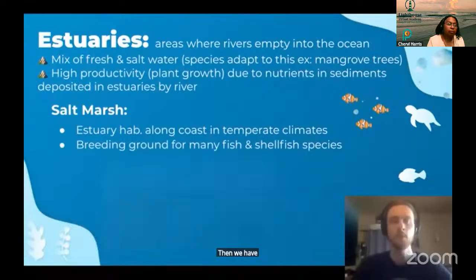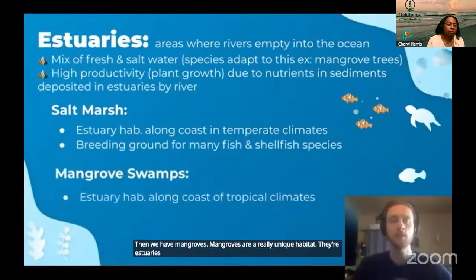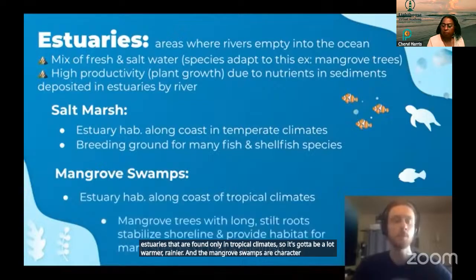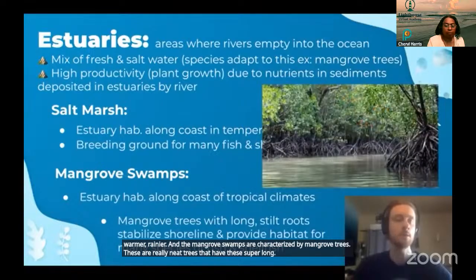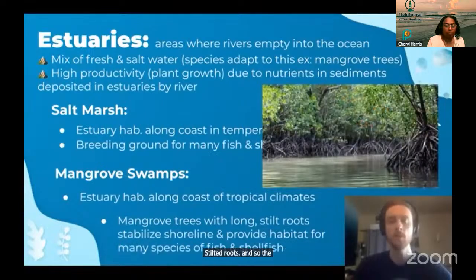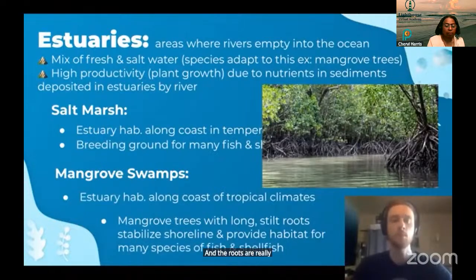Then we have mangroves. Mangroves are a really unique habitat. They're estuaries that are found only in tropical climates, so it's got to be a lot warmer, rainier. And the mangrove swamps are characterized by mangrove trees. These are really neat trees that have these super long, stilted roots. And so the mangroves, you can see here, basically sit up perched kind of on these roots. And the roots are really key to the habitat.